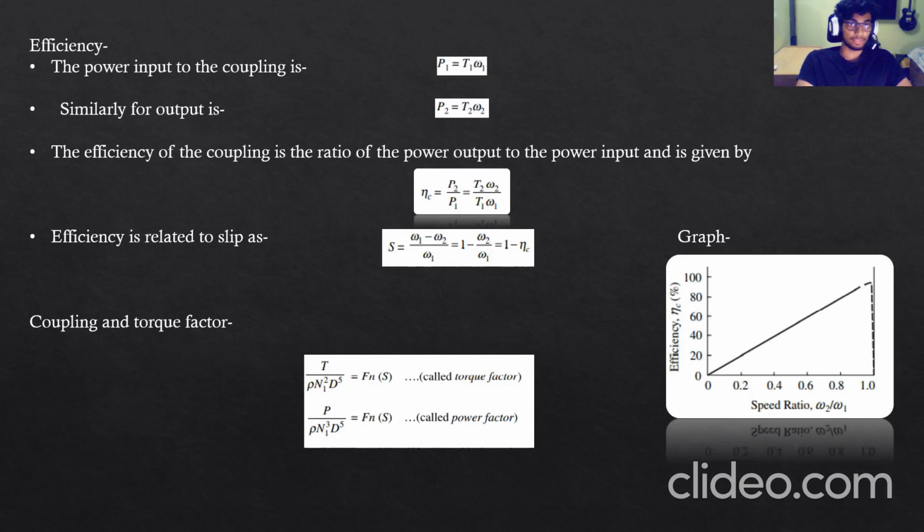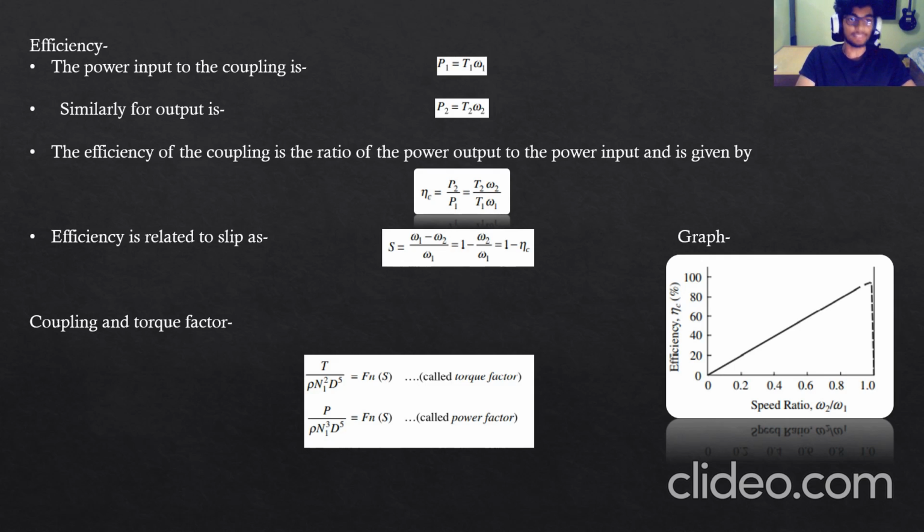Now, coming on to the efficiency, the power input to the coupling is given by P1 equal to T1 omega 1. P1 is the power, T1 is the torque of the input shaft, and omega 1 is the angular velocity of the pump. And similarly, for output, P2 is equal to T2 omega 2, and omega 2 is the angular velocity of the turbine, T2 is the torque on the output shaft.